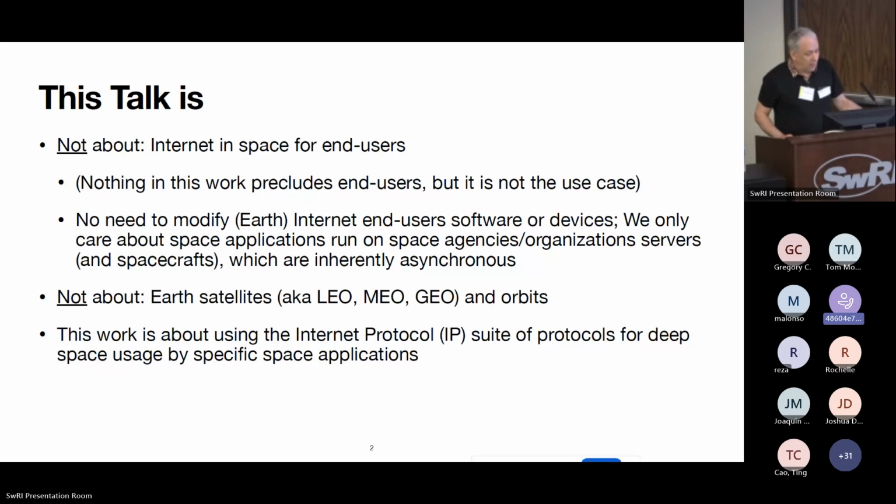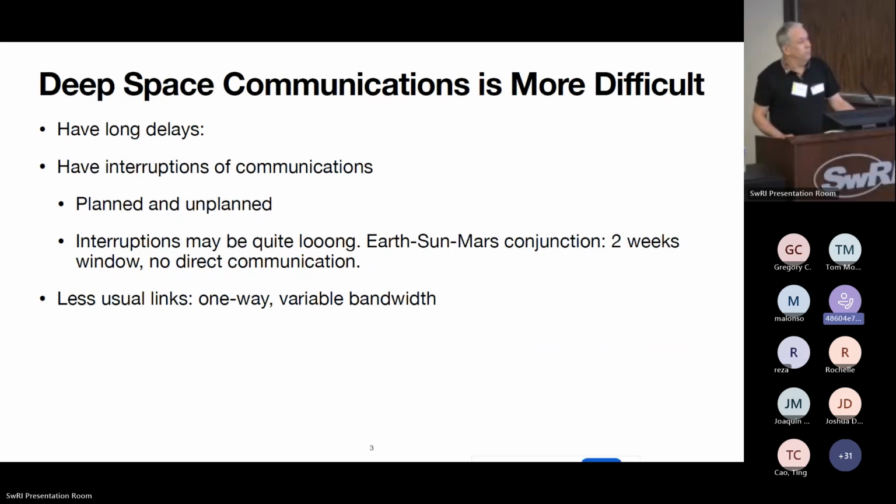It's not about Earth satellites or LEO. It's really about deep space. This one is like 5 slides for people that don't know deep space, but it's 1 slide for you guys. So deep space has long delays, interruptions in communications, sometimes very long, and less usual links like one-way and variable bandwidth.